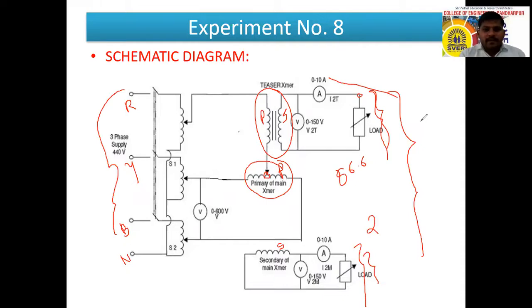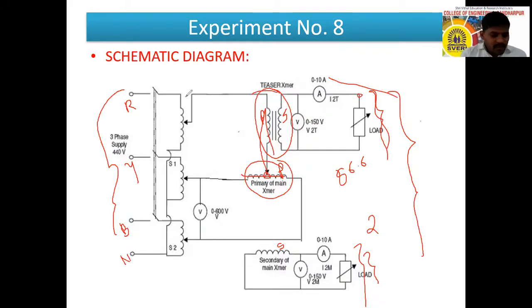Now see, why it is called a teaser. This connection of the primary is like a T shape. This connection of a primary is like a T shape, so we call it a Scott connection or T connection. This will be formed as an opposite T. The primary connection of these two single phase transformers will be like a T type connection, so we can call it a Scott connection, or T type connection, right?